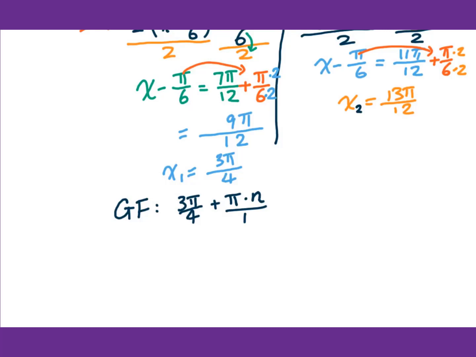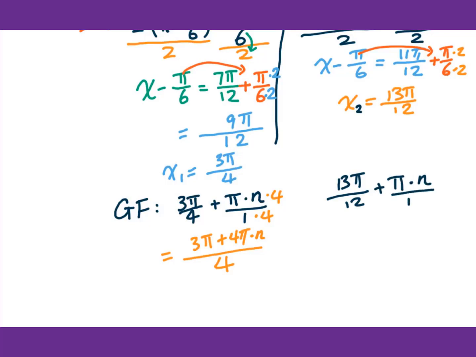We put over 1. We want to get the same denominator, so multiply by 4. You will get denominator is 4, 3 pi plus 4 pi times n. For x2, general form will be 13 pi over 12 plus pi times n over 1. I multiply by 12. You will get denominator is 12, 13 pi plus 12 pi times n.